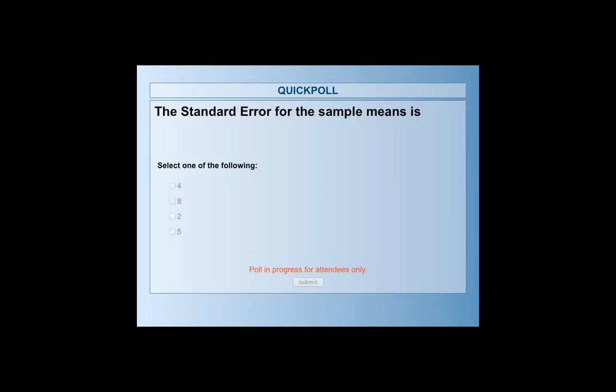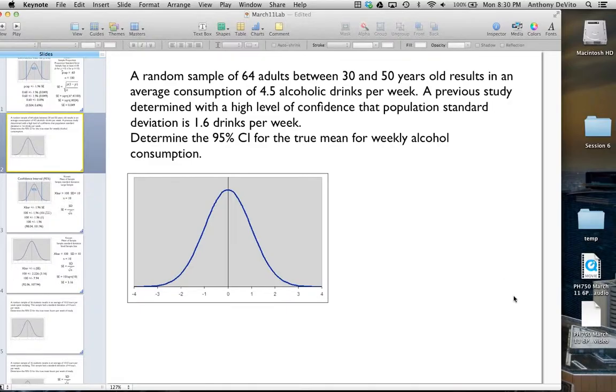Okay, so I'm going to go ahead and close the poll, and let's see what we got. The most popular answer was 5, and the second most popular answer was 4. Okay, well, what's the standard error going to be equal to?